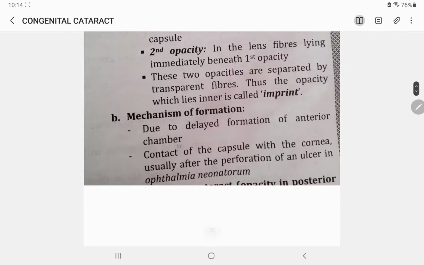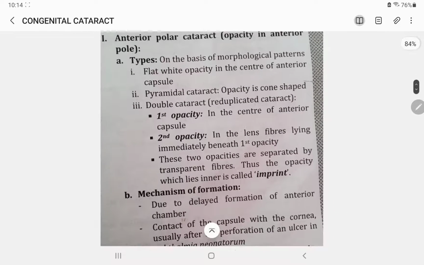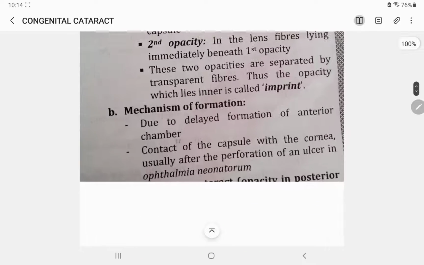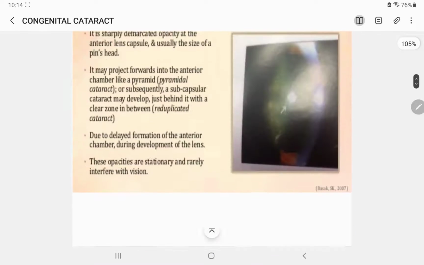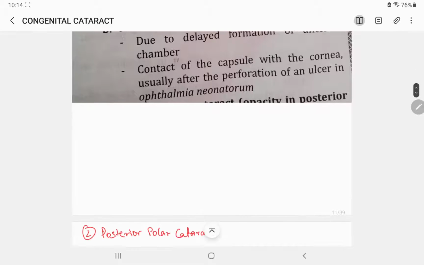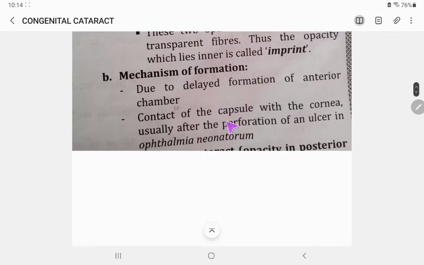And what is the mechanism of formation of the anterior polar cataract? It is due to the delayed formation of the anterior chamber, like we read already, and the contact of the capsule with the cornea, usually after perforation of an ulcer in ophthalmia neonatorum.